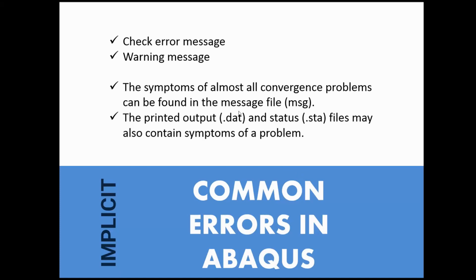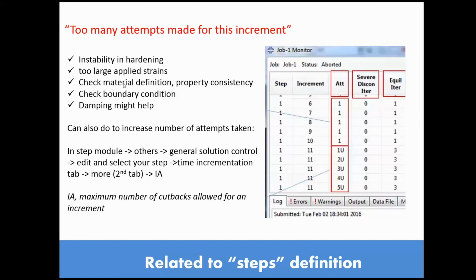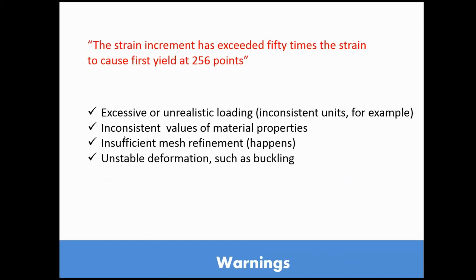In this video, I will discuss some common errors and warnings faced during Abaqus simulation and how to go about handling those. I will discuss ways to diagnose the errors, some errors related to step size, like those that throw the error message saying too many increments needed to complete the step, or time increment required is less than the minimum specified. I will also look into another step size related error that says too many attempts made for this increment, and what you can do to resolve this. Finally, I will comment on some common warning messages.